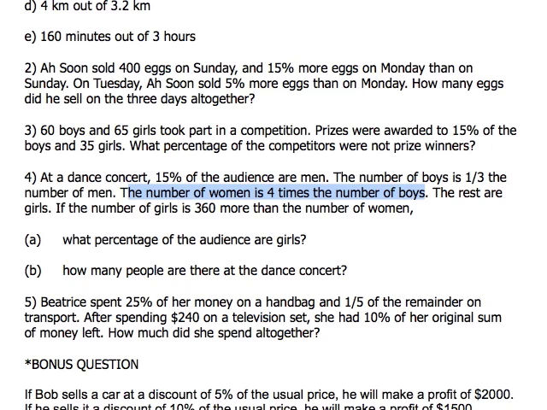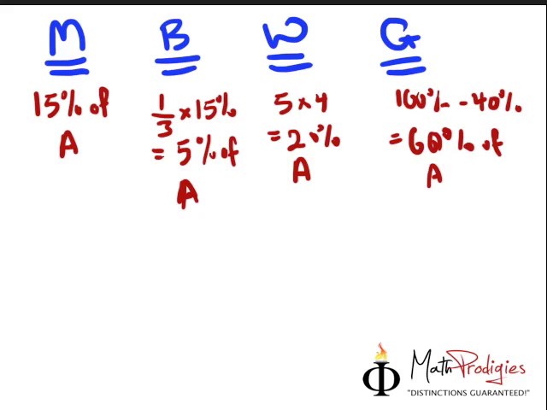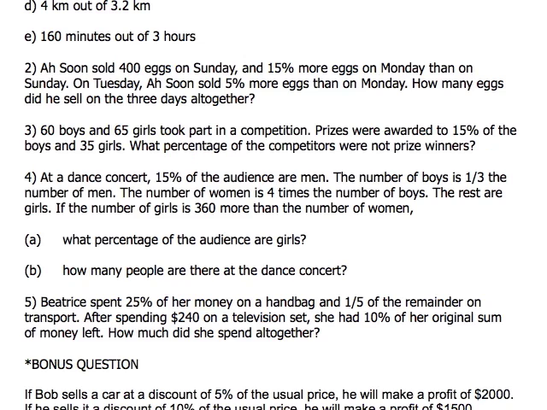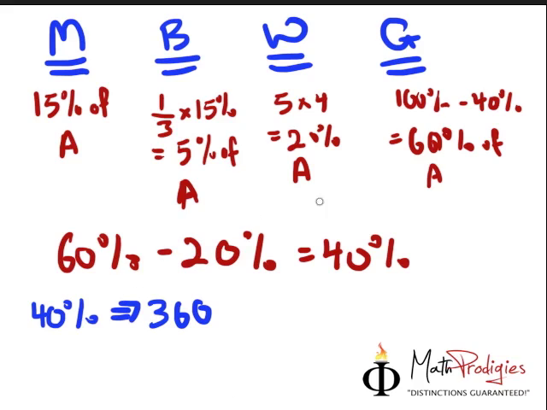Now the next part says, if the number of girls is 360 more than the number of women, number of girls, which is 60% minus 20%, is equals to 40% first. Then we say 40% is equals to the same as 360. Why? Because it's the number of girls who are more. If 40% is 360, now what do we need to find out? We need to find out what percentage of the audience are girls. Oh wow, we already answered that without knowing. So part A is 60% of the audience are girls.